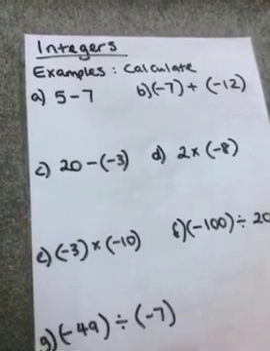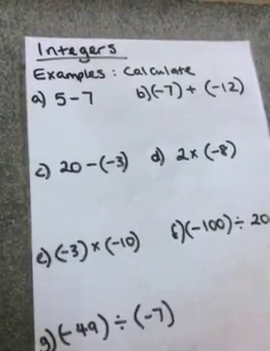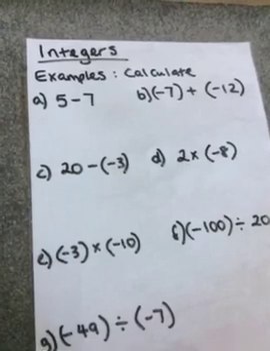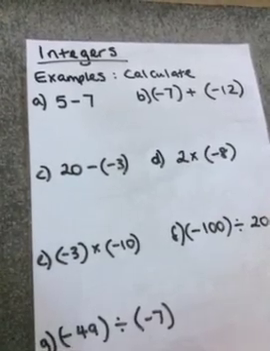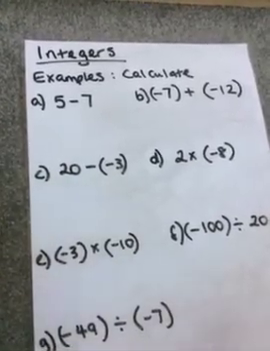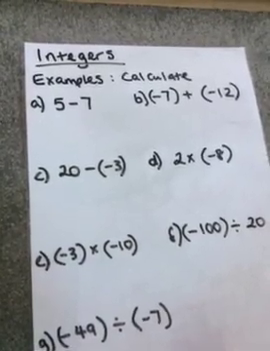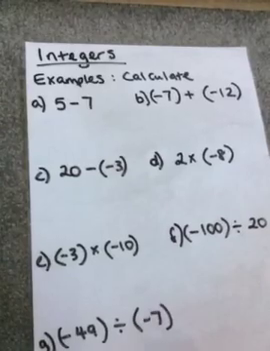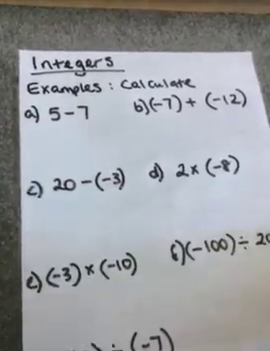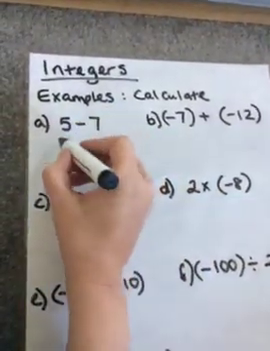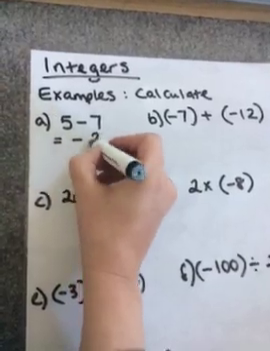So if we want to do 5 take away 7 using your number line, you're going to go 5 and you're going to do 5 jumps to the 0. Then you're going to turn your ruler upside down and you've got 2 more jumps to get your 7 jumps in. So our final answer is going to be -2.